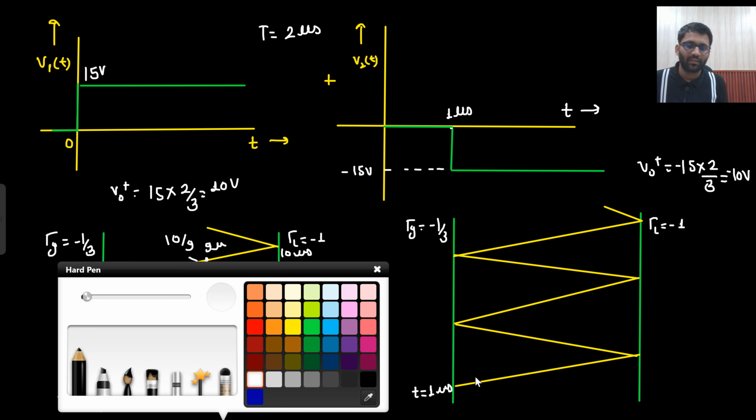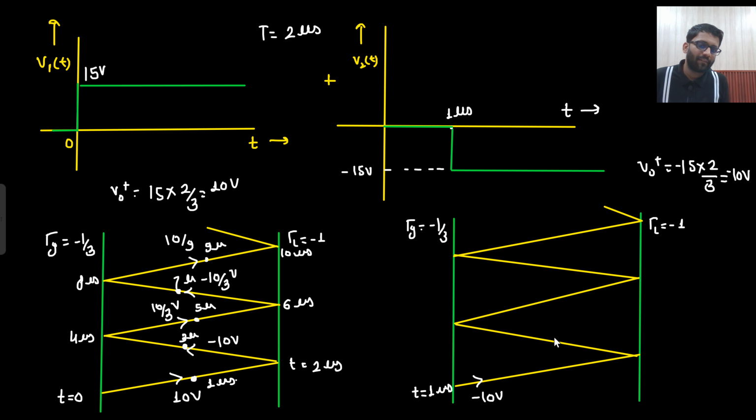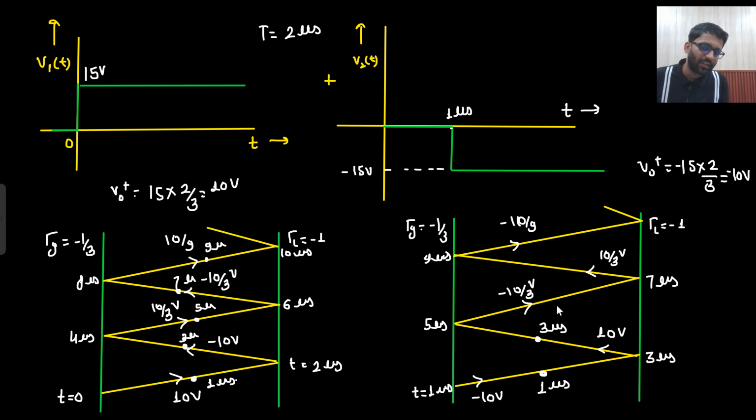So you will start with minus 10 volt. Then starting with minus 10 volt, then plus 10. 10 plus 10. Then again minus 10 by 3. Then again plus 10 by 3. Then again minus 10 by 9. But this is 1 microsecond, this will be 3 microseconds, this will be 5, this will be 7, this will be 9 microseconds, because it will take 2 microseconds of time. Now what will this point be? This point will be 1 microsecond, this point will be 3, this point will be 5, and this point will be 7 microseconds.